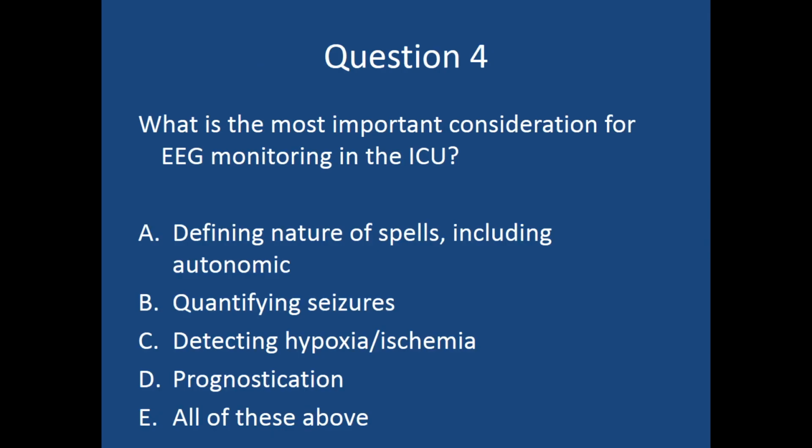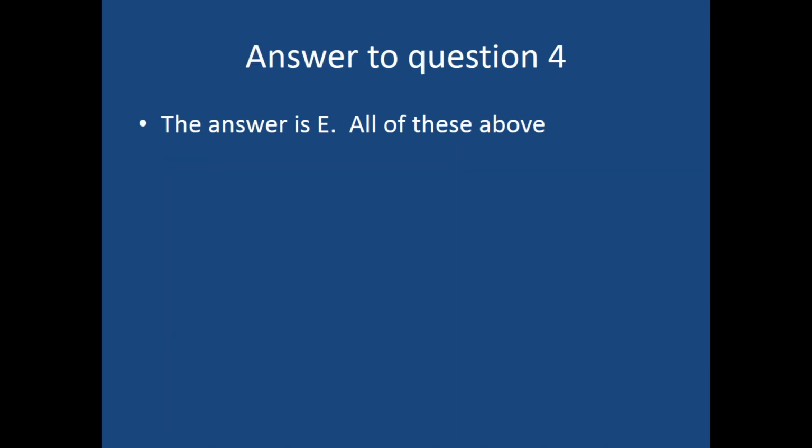What is the most important consideration for EEG monitoring in the ICU? A, defining the nature of spells, including automatic signs or automatisms. B, quantifying seizures. C, detecting hypoxic ischemic injury. D, prognostication. E, all of the above. And the correct response is all of the above.